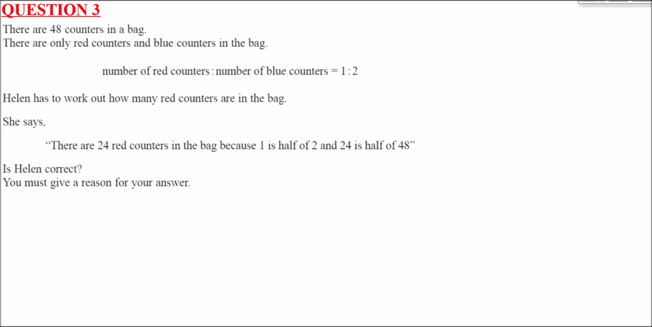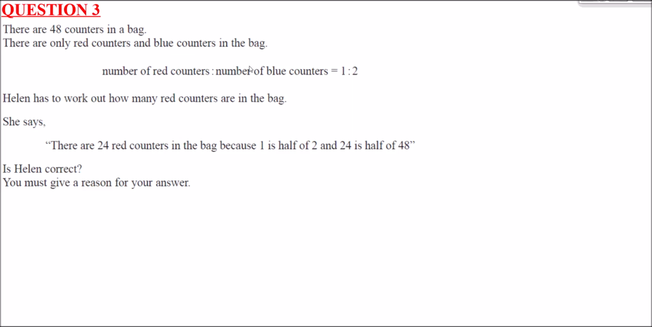Question 3, we're talking about 48 counters which are in a bag. There's only red and blue counters in the bag though, and the number of red counters to the number of blue is a ratio of 1 to 2. Helen's got to work out how many red counters are in the bag. She says there are 24 red counters in the bag because 1 is half of 2 and 24 is half of 48. Is Helen correct? You must give a reason for your answer.